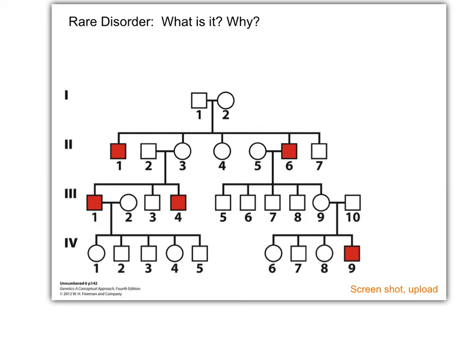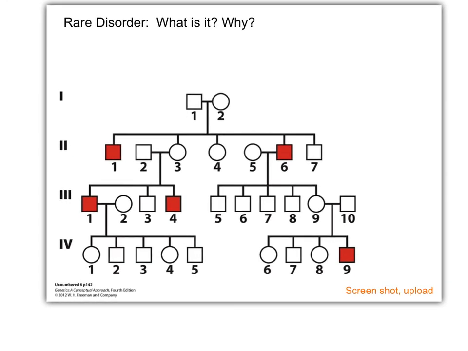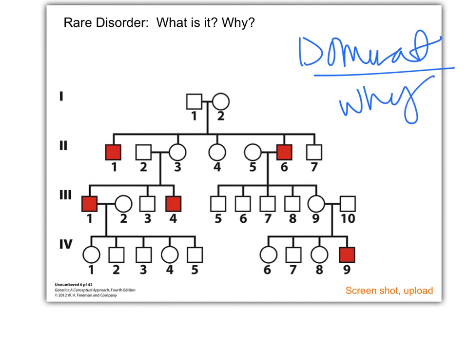Here's a question. We're telling you it's a rare disorder. What is it and why? So the why is: it has to be recessive because, and then you go back in your screenshot, dominant. If you just write dominant without why, then I'll be sad. Very sad. Exactly. So the why is what matters.